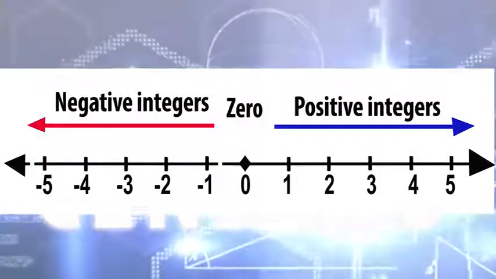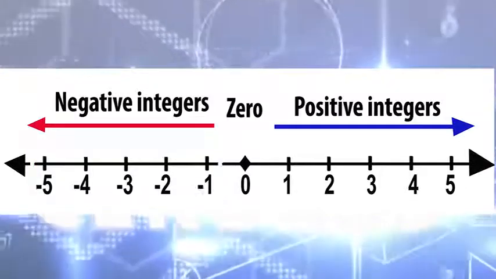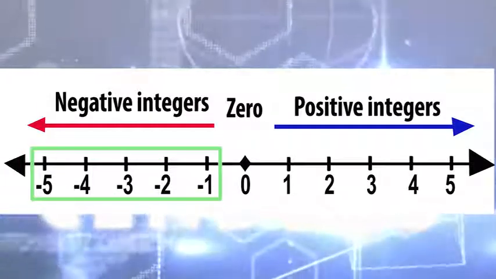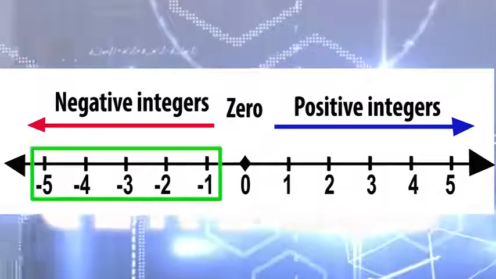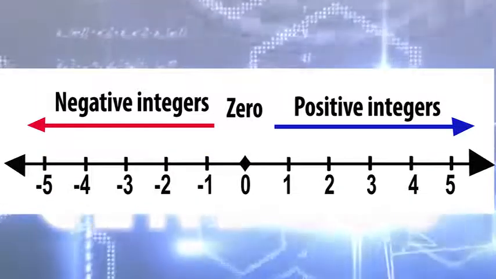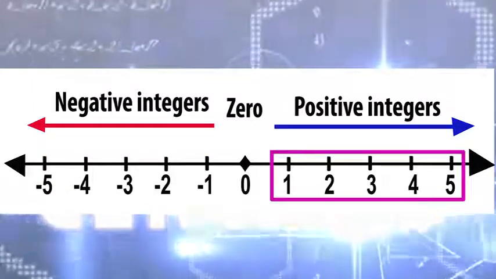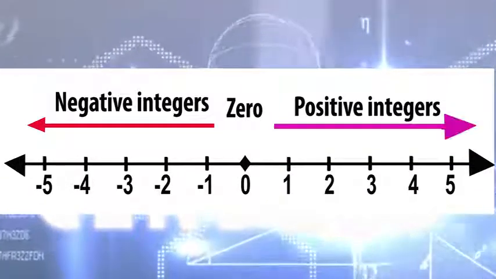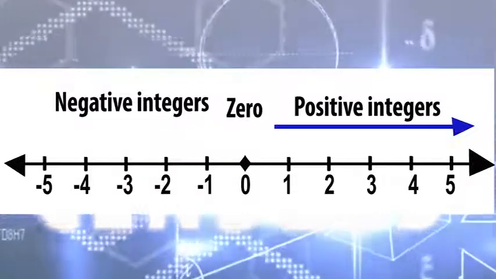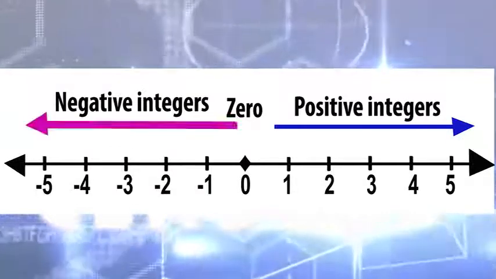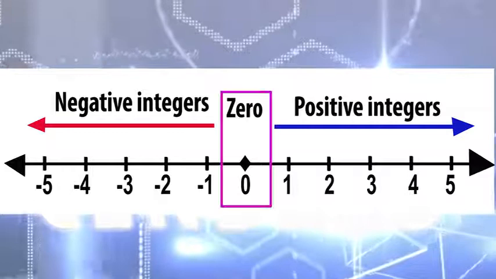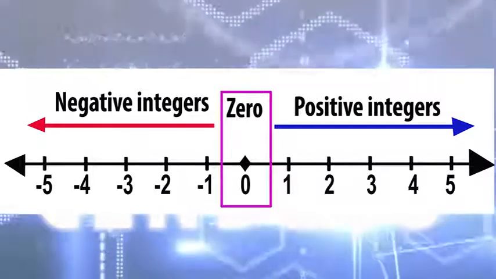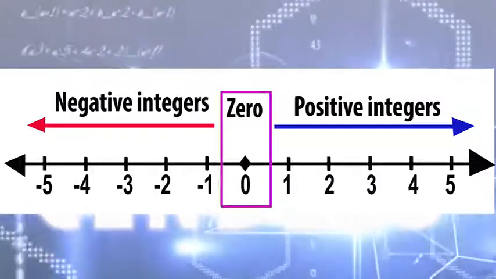And they are represented as ... -5, -4, -3, and then we go into the positives. So we have 1, 2, 3, and it continues. And normally we classify them as positive integers, negative integers, and 0. And this is because 0 is neither positive nor negative.